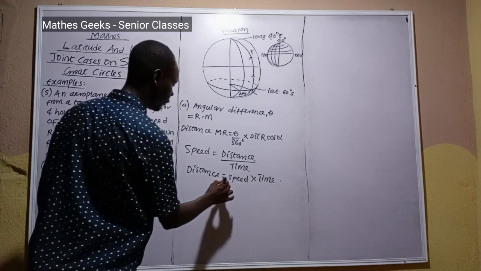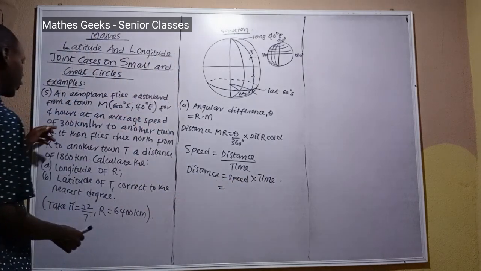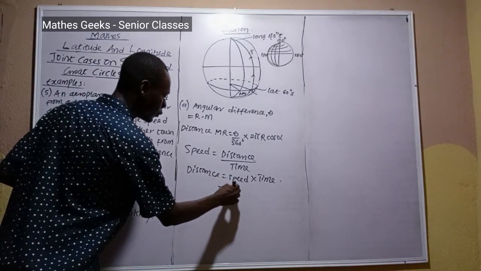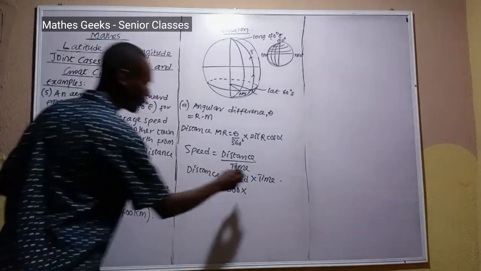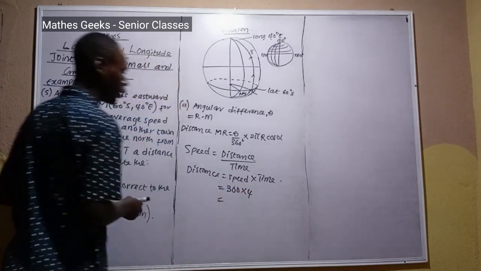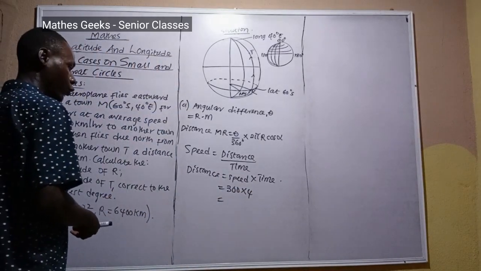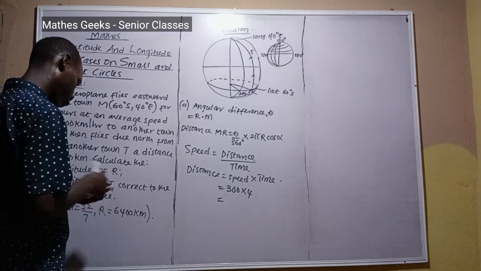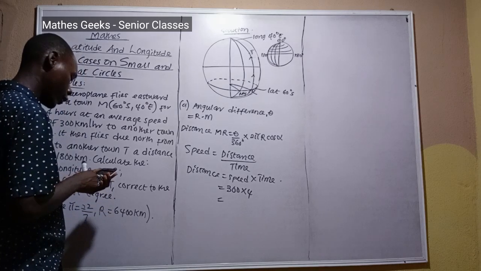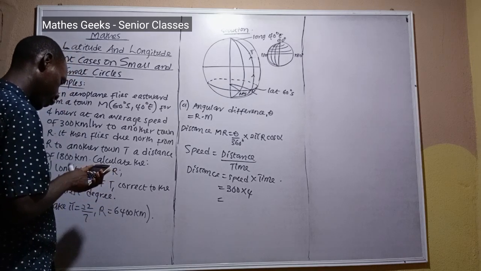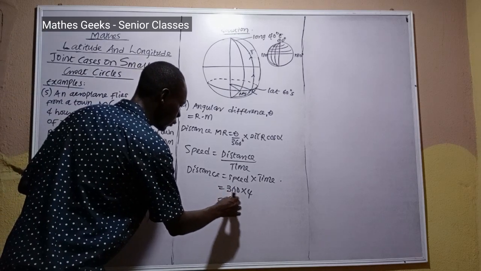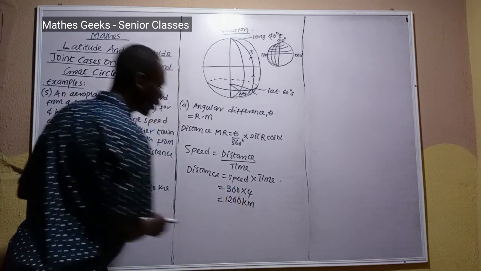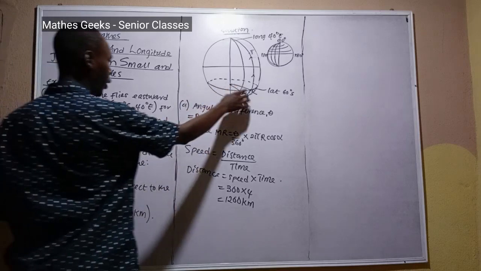The speed is given to us as 300 kilometers per hour, times time, 4 hours. 300 times 4 is 1,200 kilometers. So that's the distance from M to R.